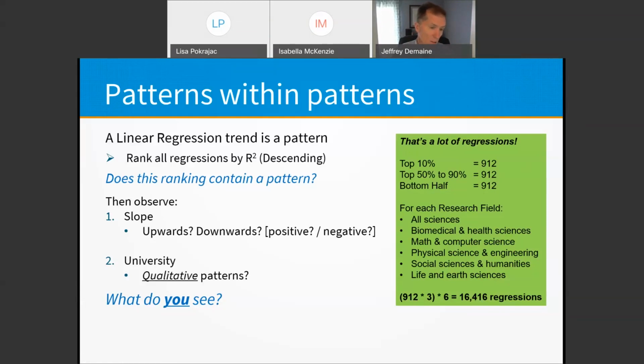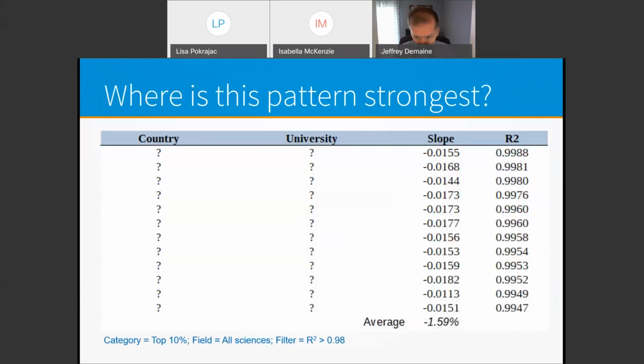What I did is I did regressions for all of the universities in all of the research fields for all of the different levels of research impact. So that is to say 912 regressions for the top 10%, 912 for the middle 40%, and 912 for the bottom 50%. That's a lot of regressions. Look down here, that works out to 16,000 or so different regressions. And now I want to see if there are any patterns within these 16,000 regressions, which are themselves a type of pattern.